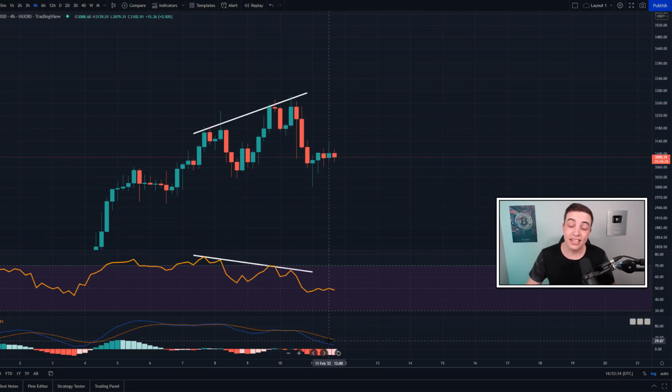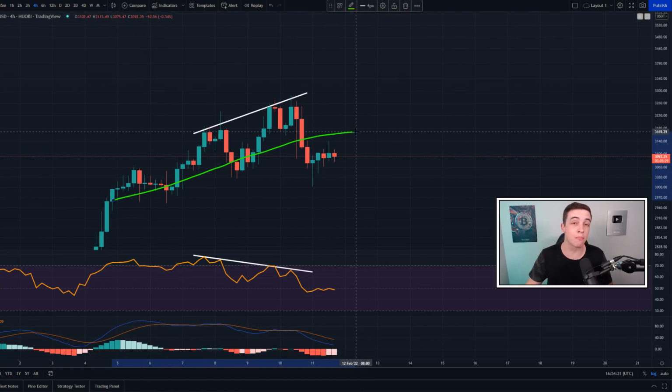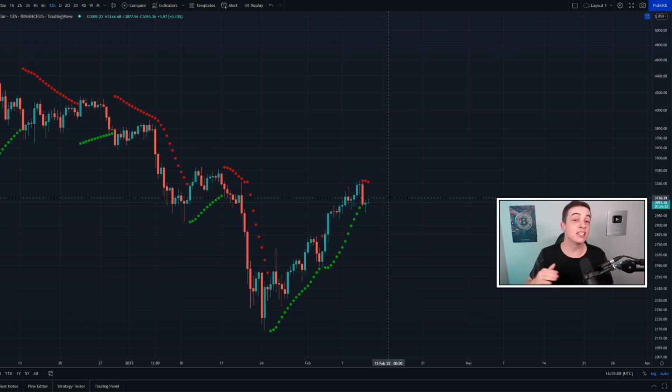And on top of that, here in the 4-hour MACD, we are also seeing a downtrend starting to form, which can also result in a loss of bullish momentum in the shorter term, because remember, we're still only on the 4-hour time frame. And here on the 12-hour time frame for Ethereum, we have just put in 3 red dots in the parabolic stop and reverse indicator, which is technically more of a bearish signal than it is a bullish one.